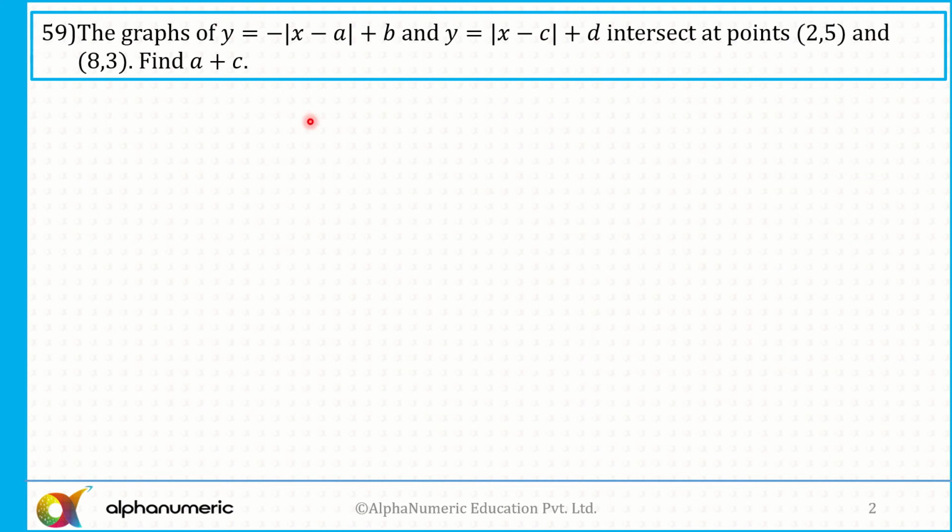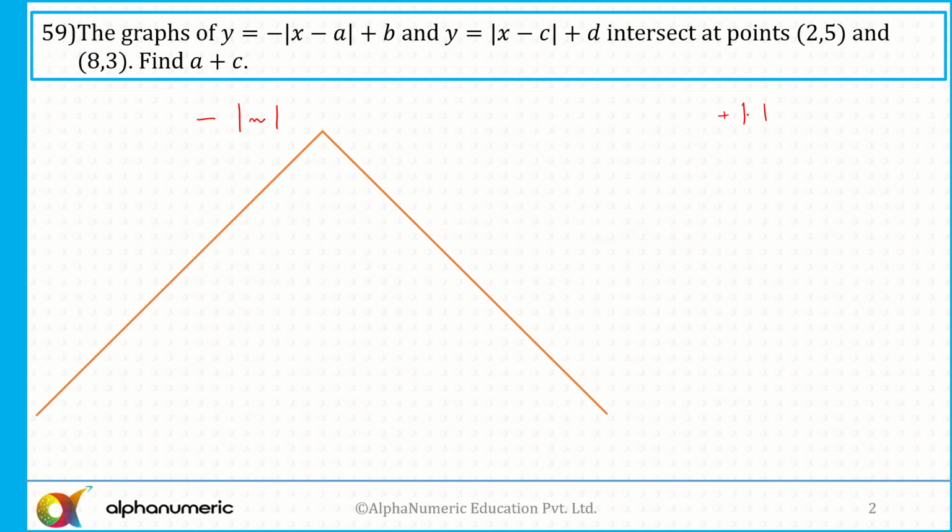It says the graph of y equal to this and the other one intersects at the points 2 comma 5 and 8 comma 3. Then find the value of a plus c. Now it's a graph of modulus, and we know one thing: whenever in front of the mod sign there is a negative sign, the graph is always downward like this. And if in front of the mod sign there is a positive number, the graph is always upward like this. So we need to keep that point in mind here.